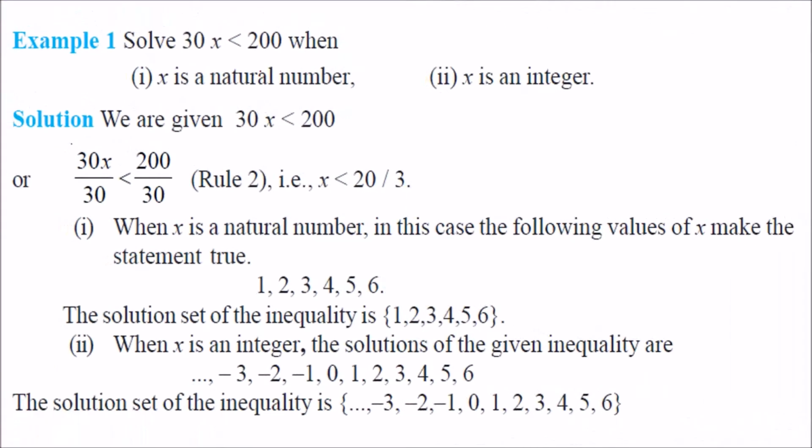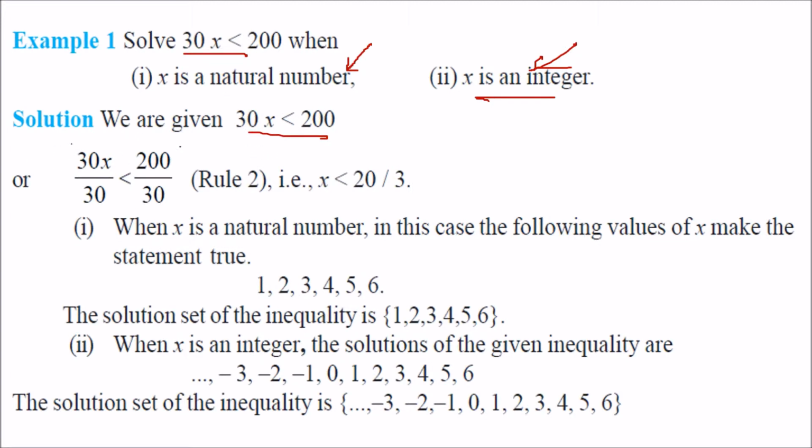So we have seen the linear inequalities, what they are. Let us see an example. This is the example of Ravi taking the rice. So 30x less than 200. This you have to solve, but after solving you have to see that x should be a natural number. In the second case, x needs to be an integer. So 30x less than 200, how are we going to do it?